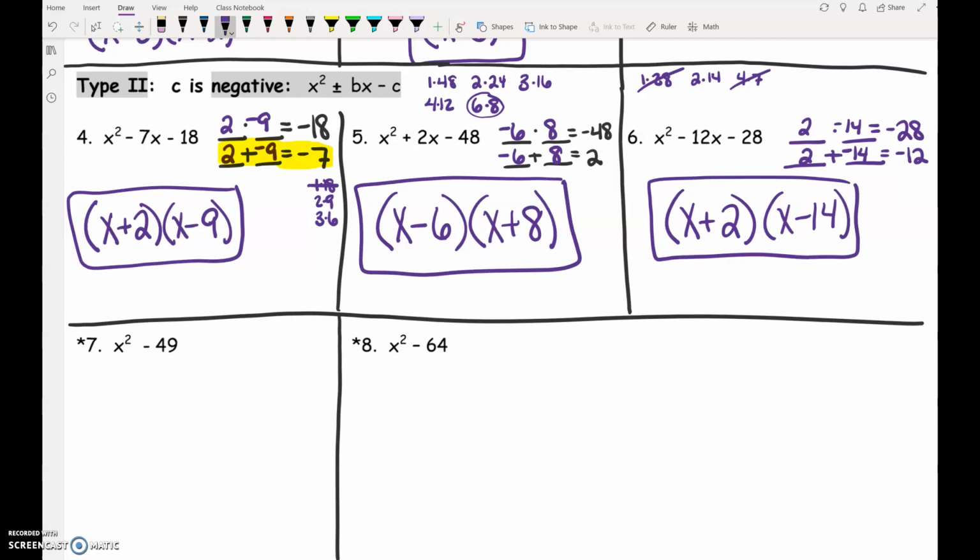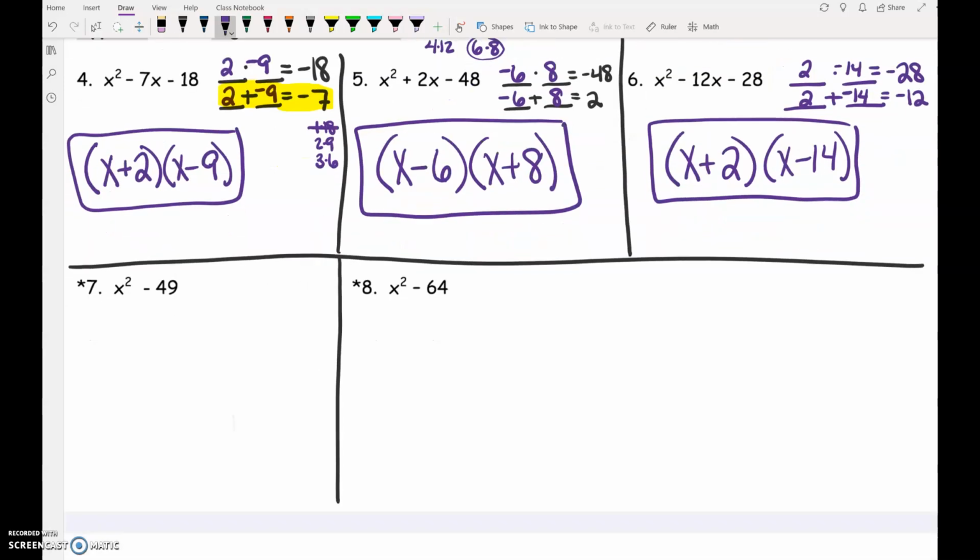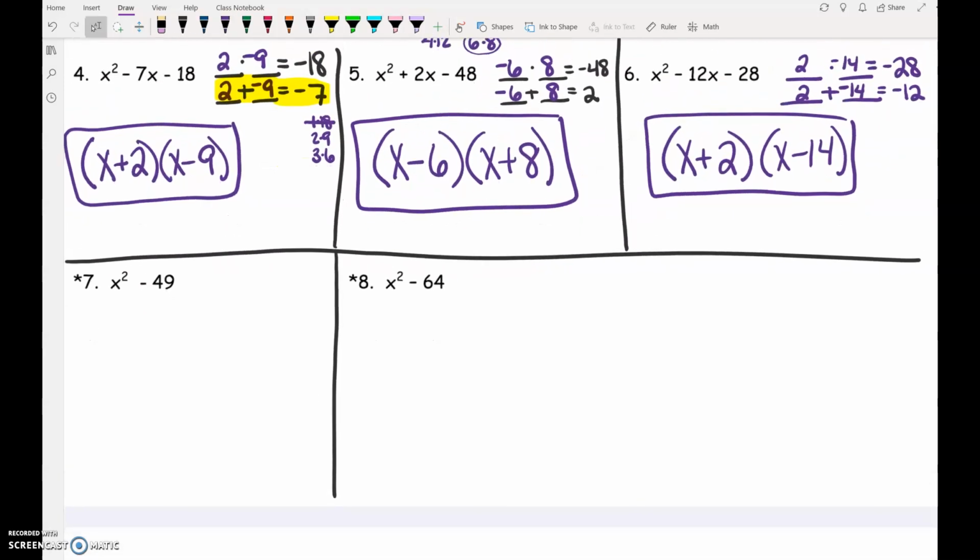Okay, let's look at 7 and 8 because they're a little bit different. It is a trinomial like you saw in 4, 5, and 6. It's just that this is x squared plus 0x minus 49. So we are looking for two numbers that multiply to give us negative 49 and add up to 0.